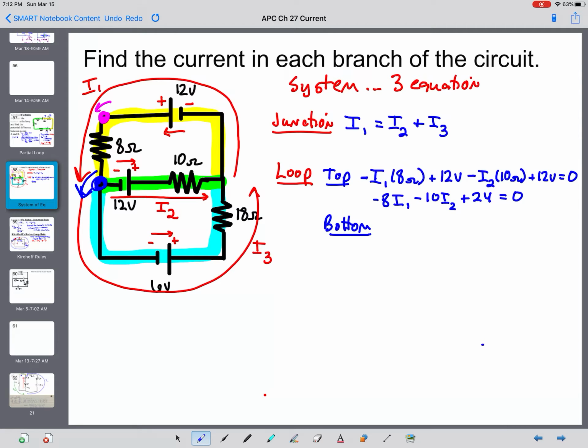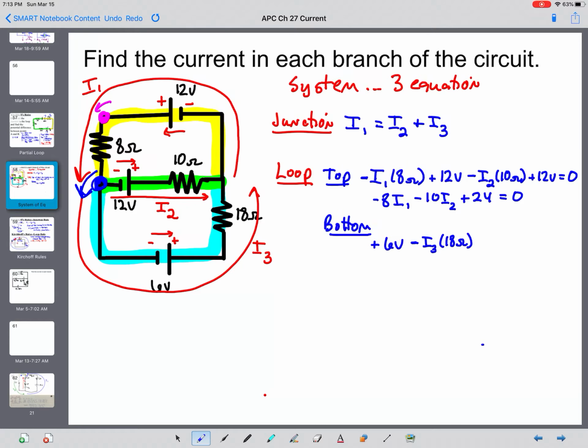So as I head down the left side and then across the bottom line, I run into the 6-volt battery first of all. That's going from negative terminal to positive terminal, so that's going to be a positive 6 volts. And then I run into the 18 ohm resistor in the direction that I3 is moving. So then I'm going to have a negative I3 times 18 ohms.